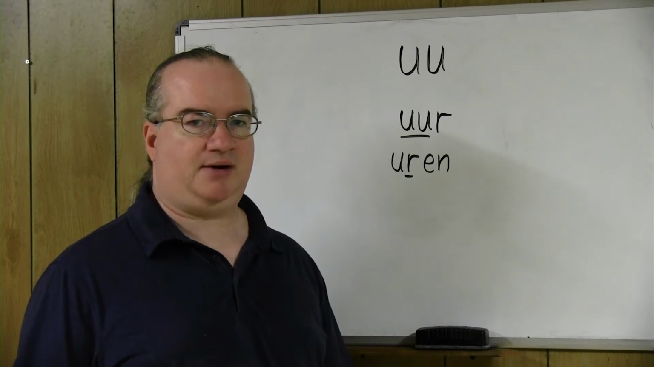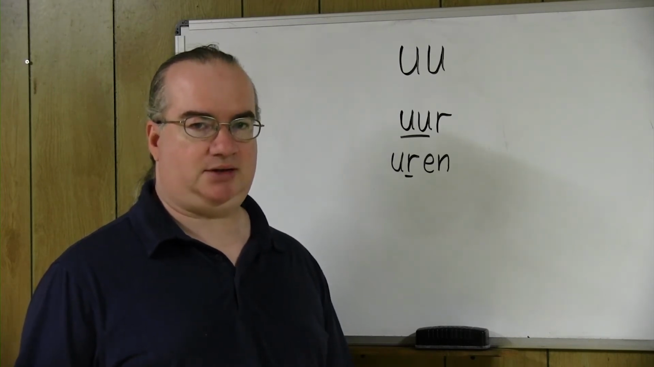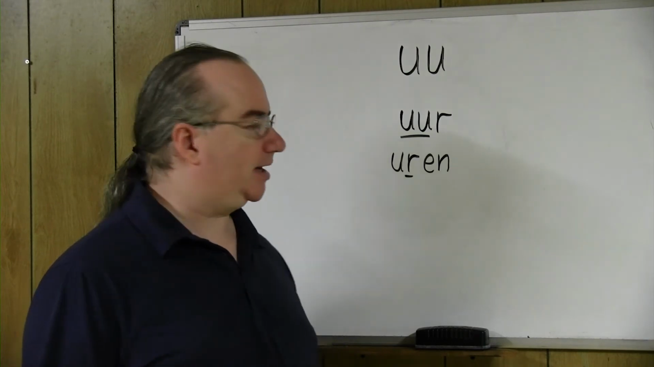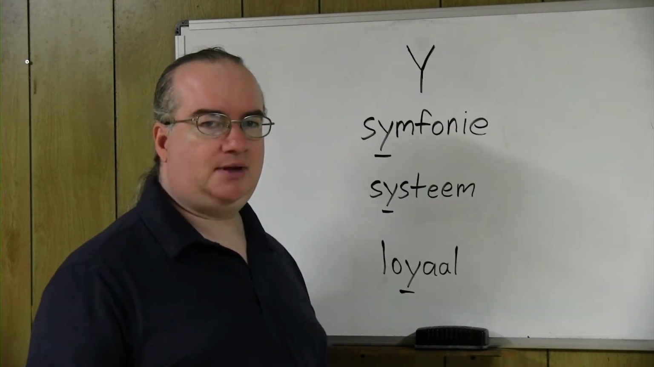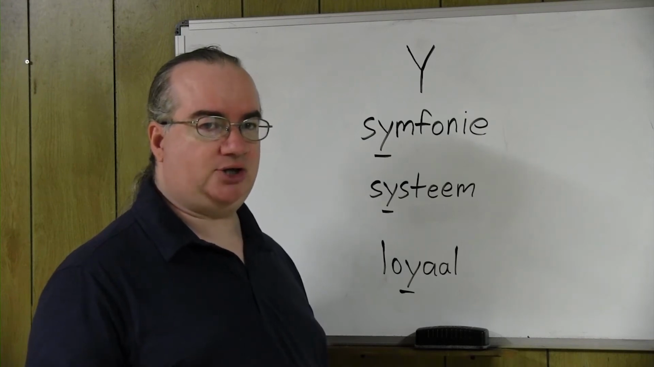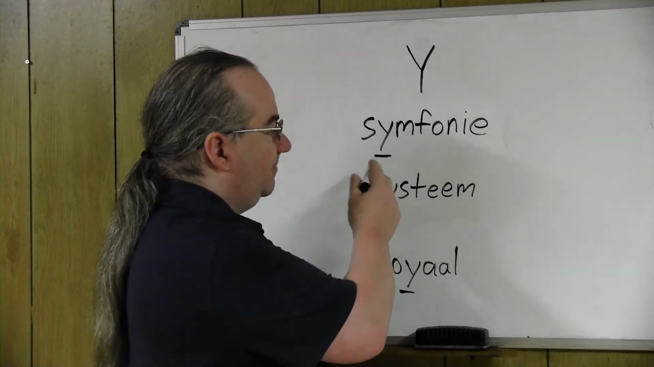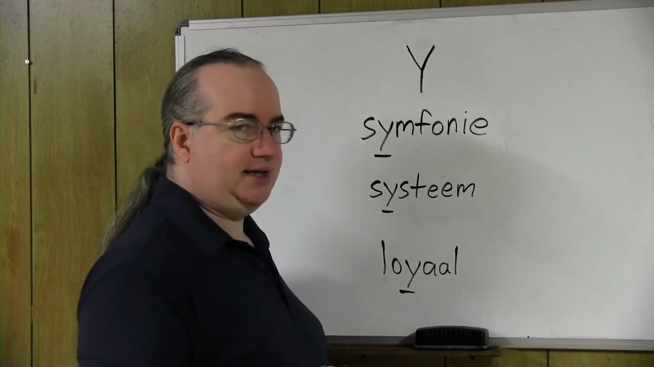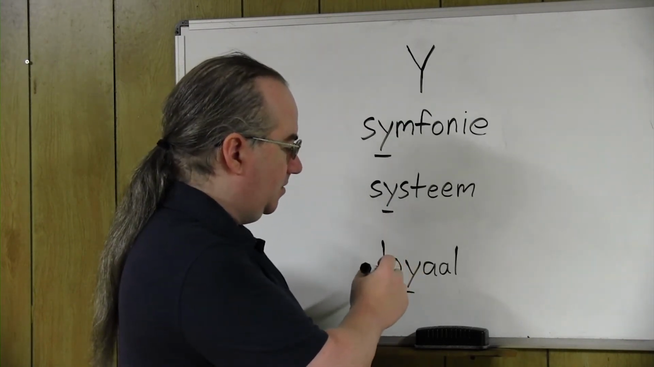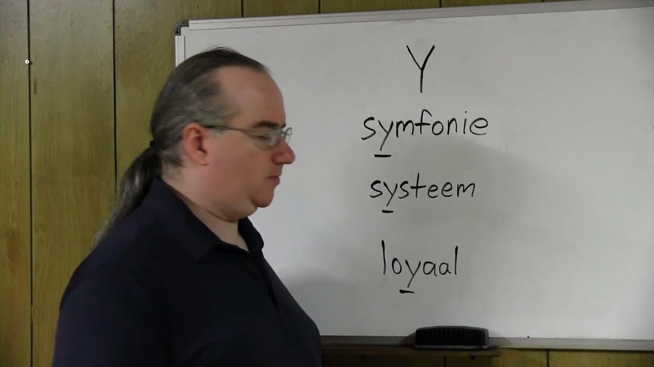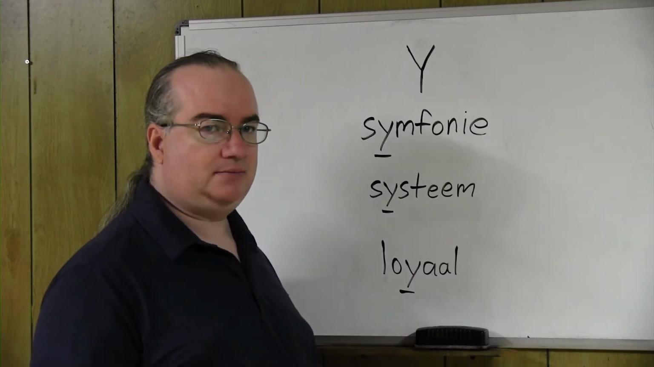The long U is pronounced quite a bit differently than it is in English. It's an U sound instead of an U sound, like in uur and uren. The Y can be pronounced as a short I, like in symphony, or as a long I, like in system, or as a consonant, as in the word loyal.